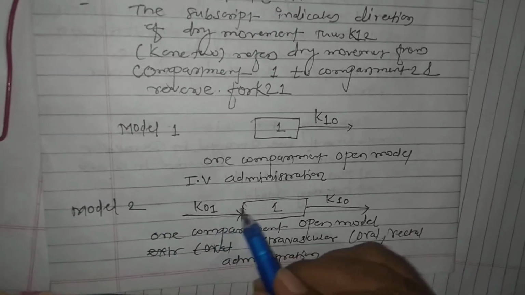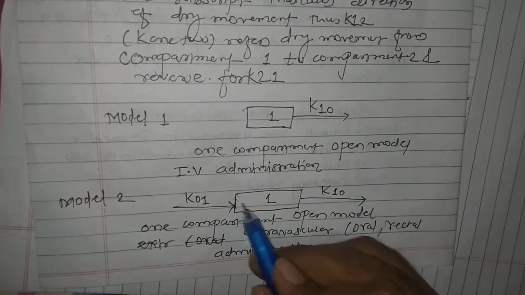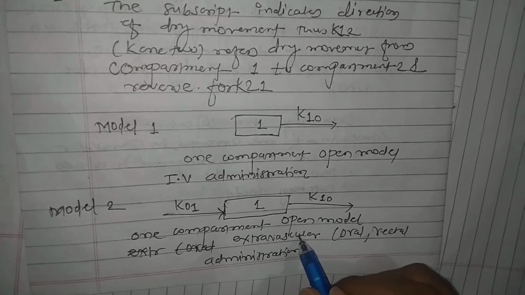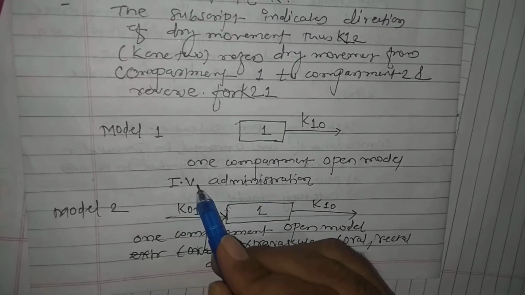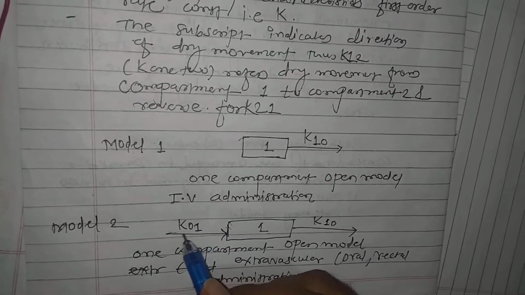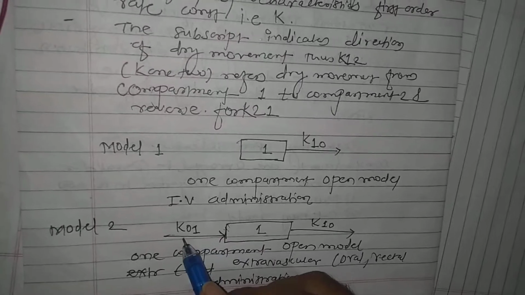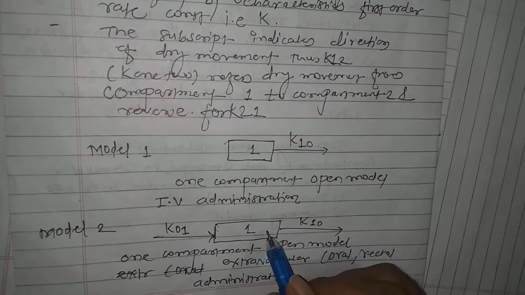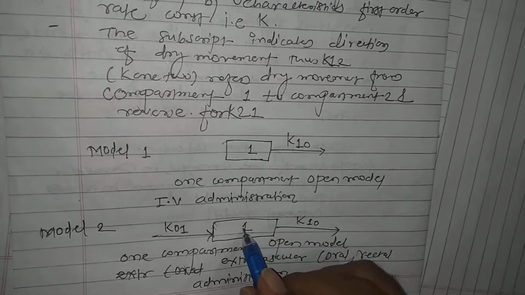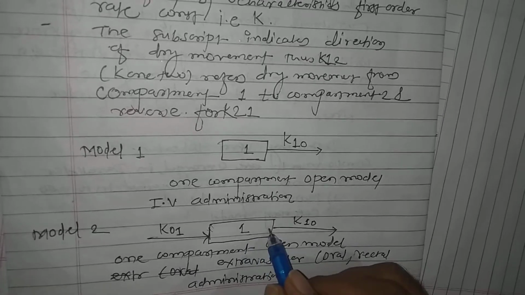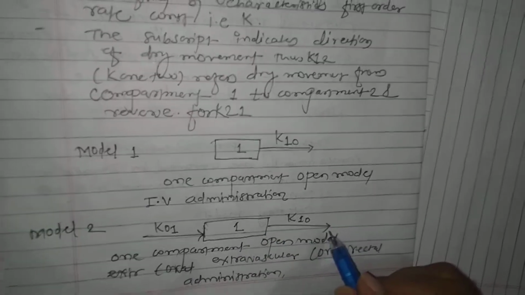Next, model 2. In this, the one compartment open model, but it is an extravascular route rather than intravenous administration. But here the absorption process is there, denoted by K01 from 0 to the first compartment, that is the central compartment, and the drug is eliminating, or exiting, from compartment 1, the central compartment, towards elimination.